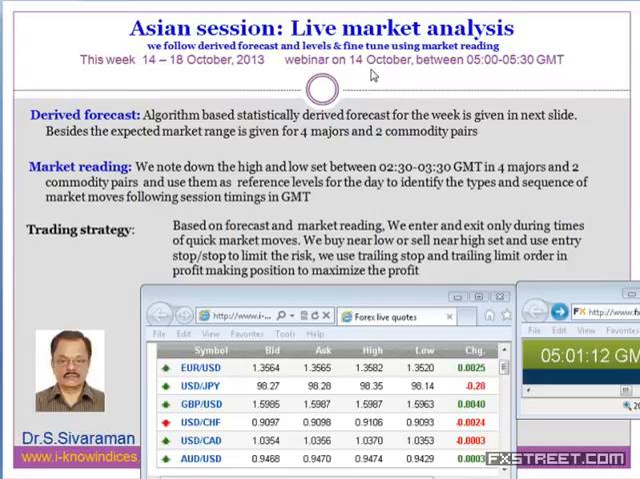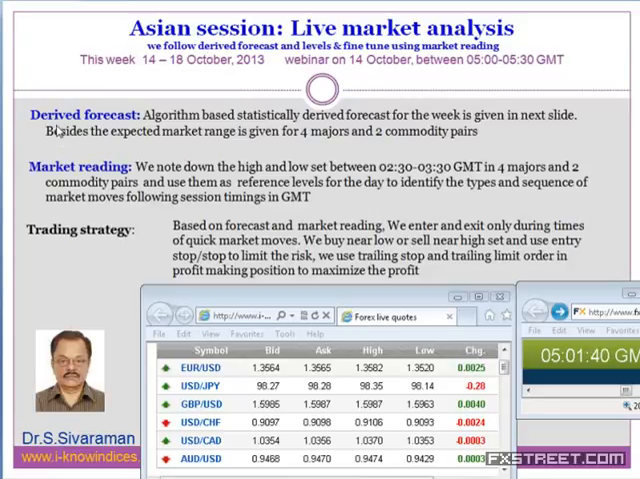Then the webinar is given on 14th October, that is today, between 5 and 5:30 GMT. It is being recorded, and you can just follow it during the week with regard to the forecast and also the levels which are given. Thereby you will be able to find out how far you can make use of this forecast in your trading decisions.